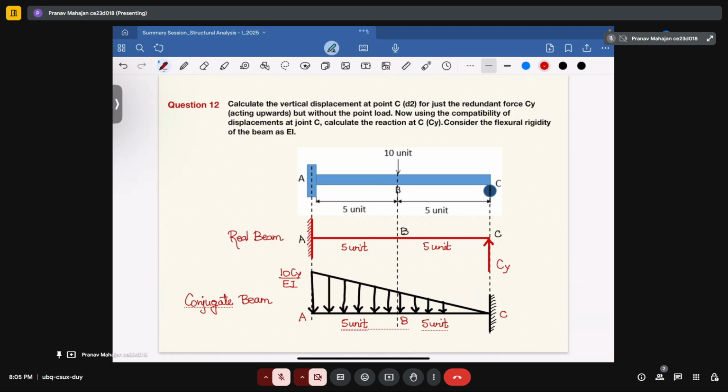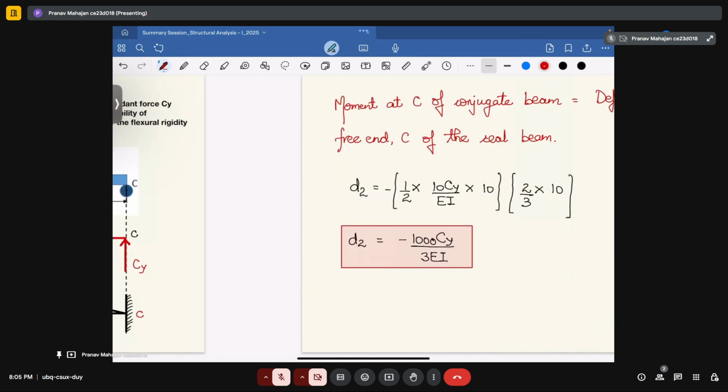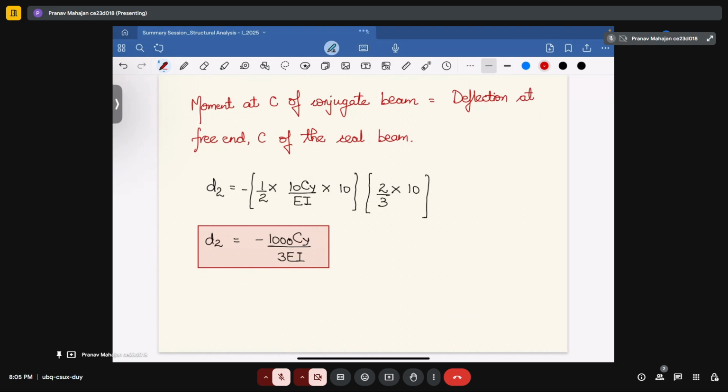Now, using the force method, you either use the direct value from the standard result, or you can use the moment area method or the conjugate beam method. Again we are using the conjugate beam method, and then we have determined the moment at point C, and that will give you the deflection at the free end of the real beam. In this case, if you determine the deflection, it will come out equal to minus 1000 Cy upon 3 EI.